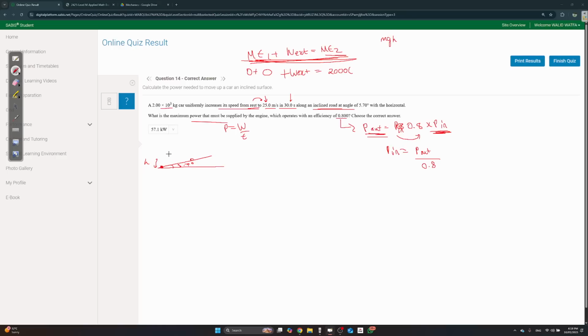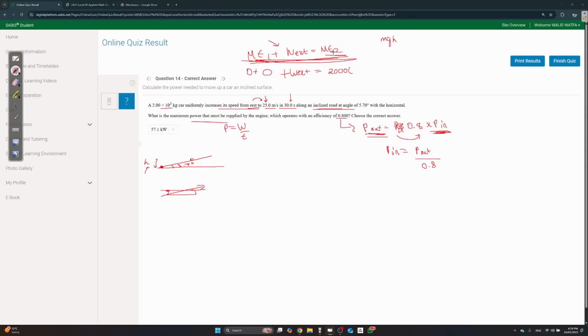Because the height changed. So if it was a horizontal road, it's 0. Why? Because the potential energy didn't change. You're at the same height. But since you're seeing that it went up an incline, you have to account for potential energy. This is why I'm saying that the potential energy is not 0, and this is why I'm using this formula here. Because if I use delta K, I'm going to get the wrong answer, definitely.